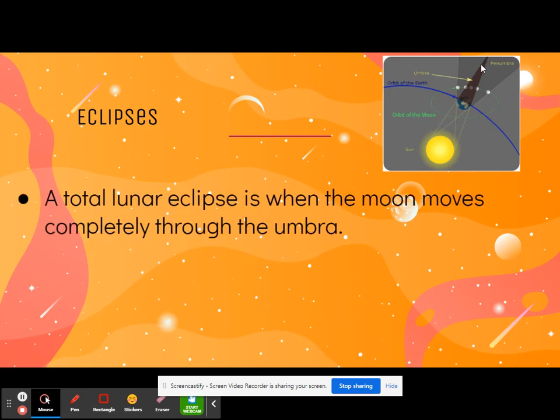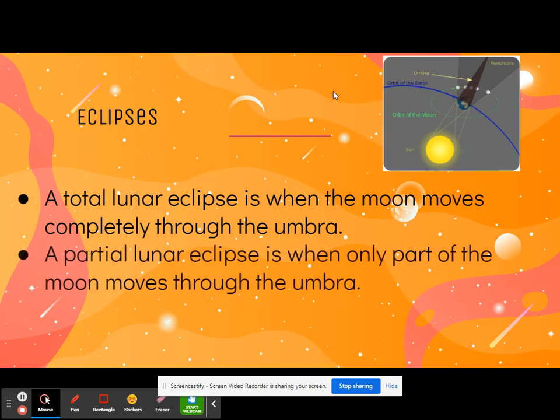A total lunar eclipse is when the moon actually moves through this umbra. The moon's going to move through the umbra and you won't be able to see it. It just kind of goes dark. A partial eclipse is when only part of the moon moves through the umbra. Kind of makes sense, guys. Total means it's completely there. Partial means it's only partly there. Nobody should be really surprised by that.